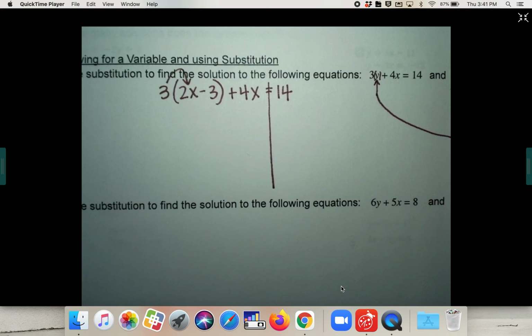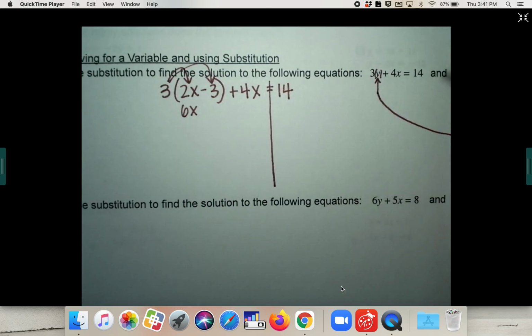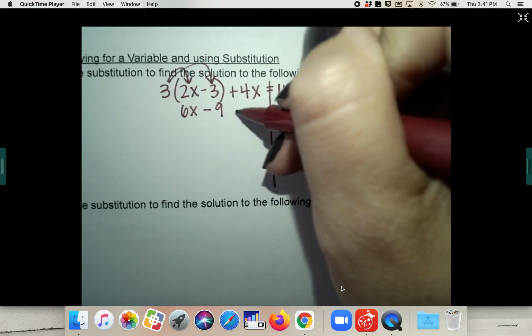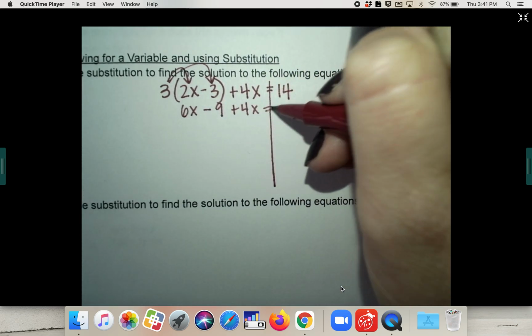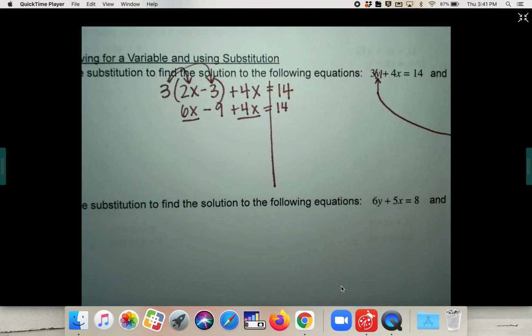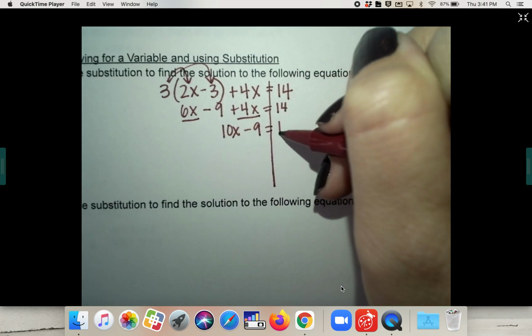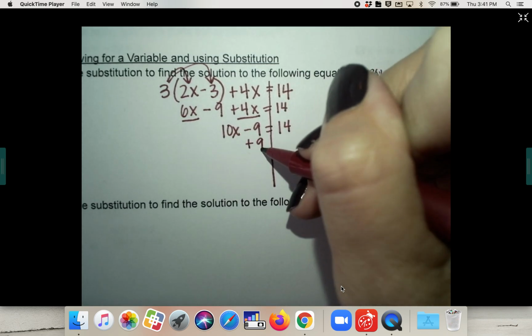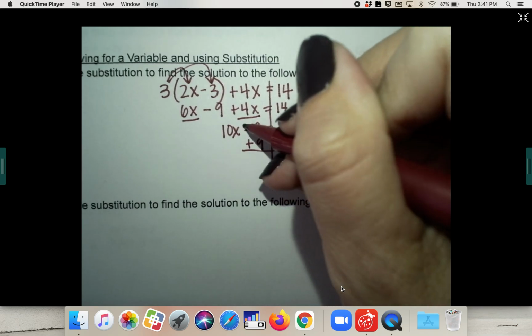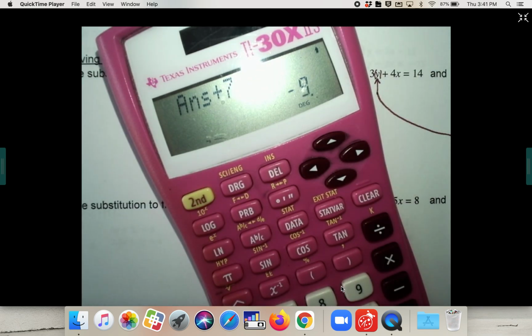3 times 2x, you have to distribute. 3 times 2x is 6x. 3 times negative 3 is negative 9, plus 4x equals 14. Combine your like terms. 6x plus 4x is 10x. Bring down minus 9 equals 14. Add 9 to both sides. 10x equals 14 plus 9.